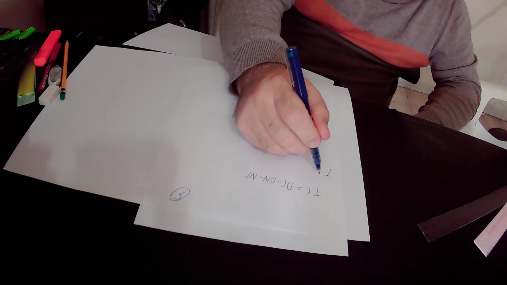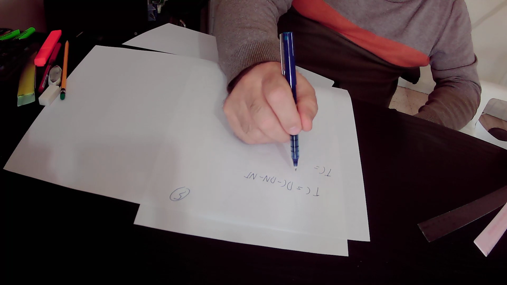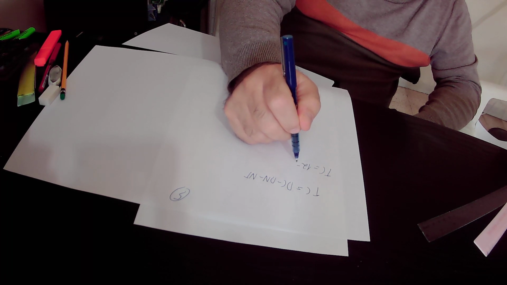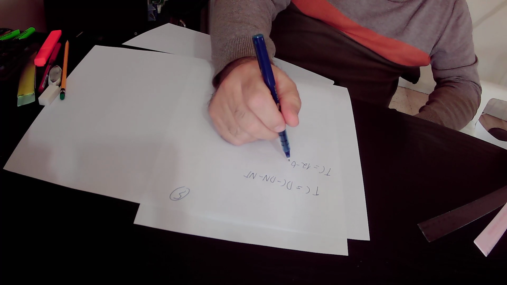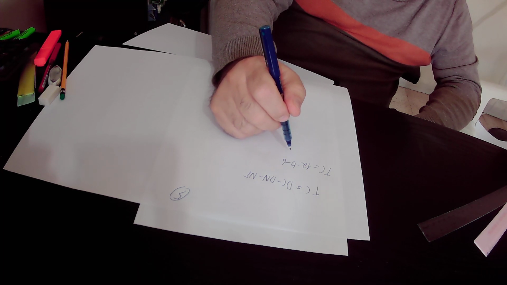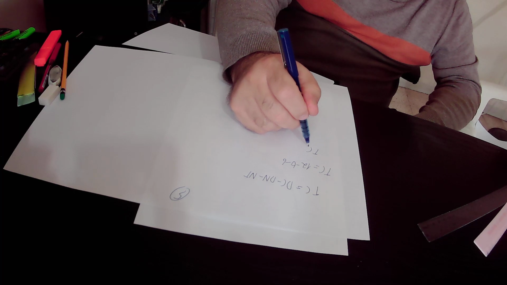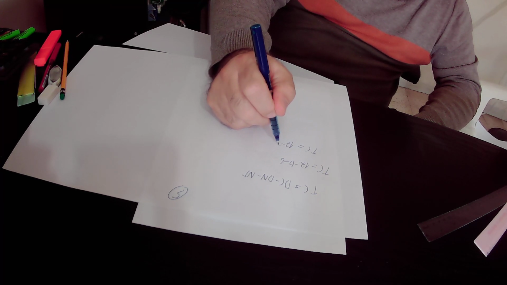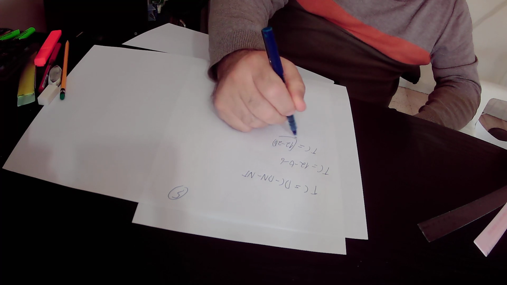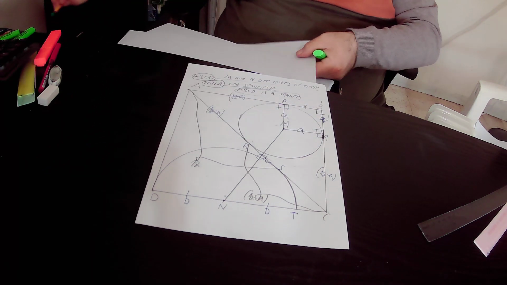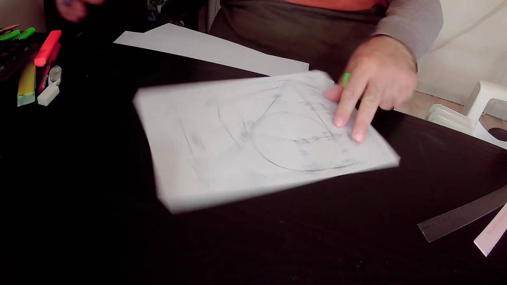So TC is equal to DC, that is 12 units, it is given in the question, minus DN, that is the radius of the semicircle, that is b, minus NT, that is also the radius of this semicircle, that is also b. So in conclusion, we found out that TC equals 12 minus 2b. So we can write here that TC equals 12 minus 2b.